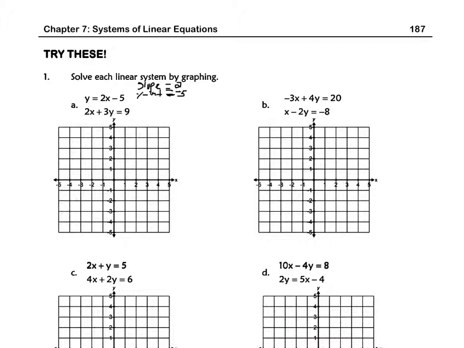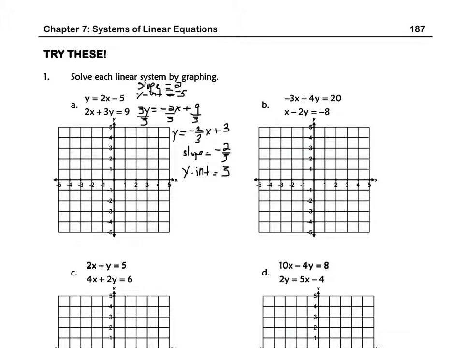Okay, and now the bottom one you're going to have to rearrange a little bit. So this would be 3y equals negative 2x plus 9, because you brought the 2x term over. And then you're going to have to divide everything by 3, sorry. And that's going to give you y equals negative 2/3 x plus 3. So that equation would have a slope of negative 2/3 and a y-intercept of 3.